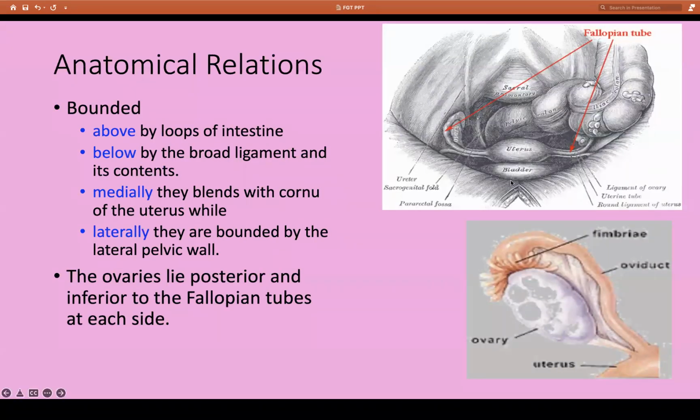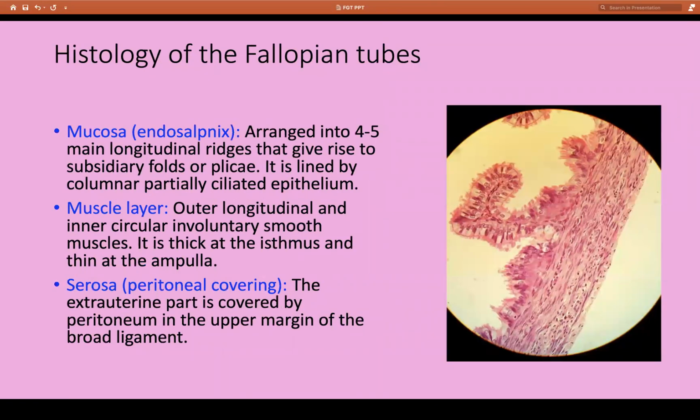Anatomical relations are not that important during surgery for the tubes, because they are very tortuous and loose parts. Histology of fallopian tubes is important. Again, it has 3 layers: mucosa, endosalpinx, arranged in 4 to 5 main longitudinal ridges, lined by columnar, partially ciliated epithelium. These cilia help the ova to travel. And the muscular layer, longitudinal and inner circular, and a serosa, the peritoneal covering.